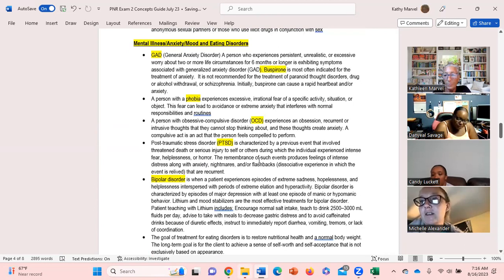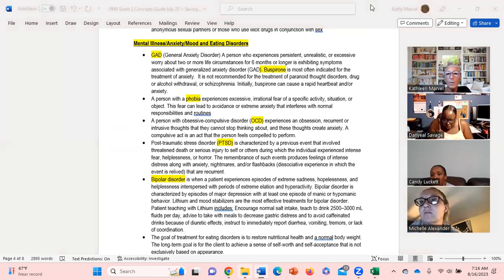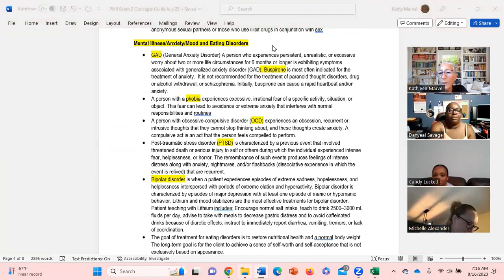Sierra's trying to get in the Zoom. She's in the waiting area. Oh, I see her. All right, I just let her in. Thank you.